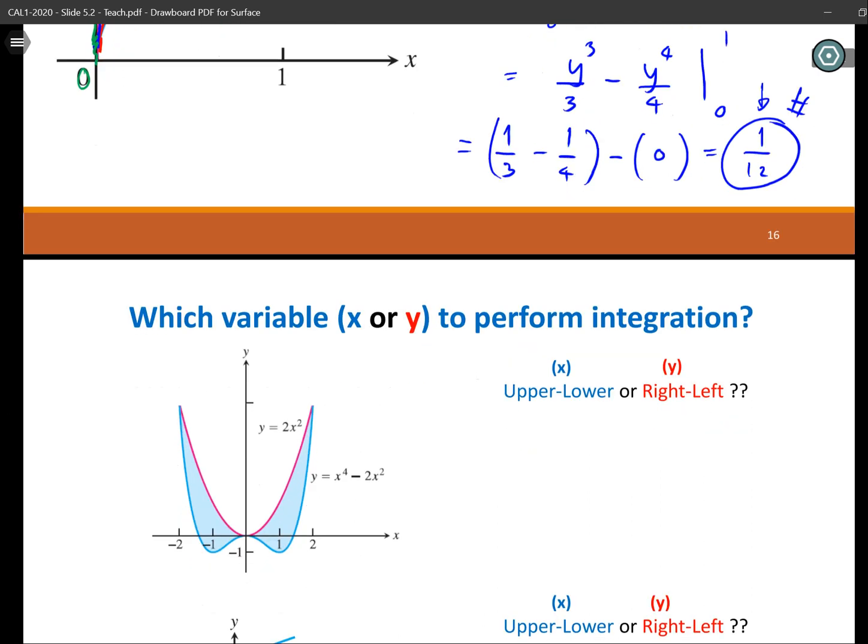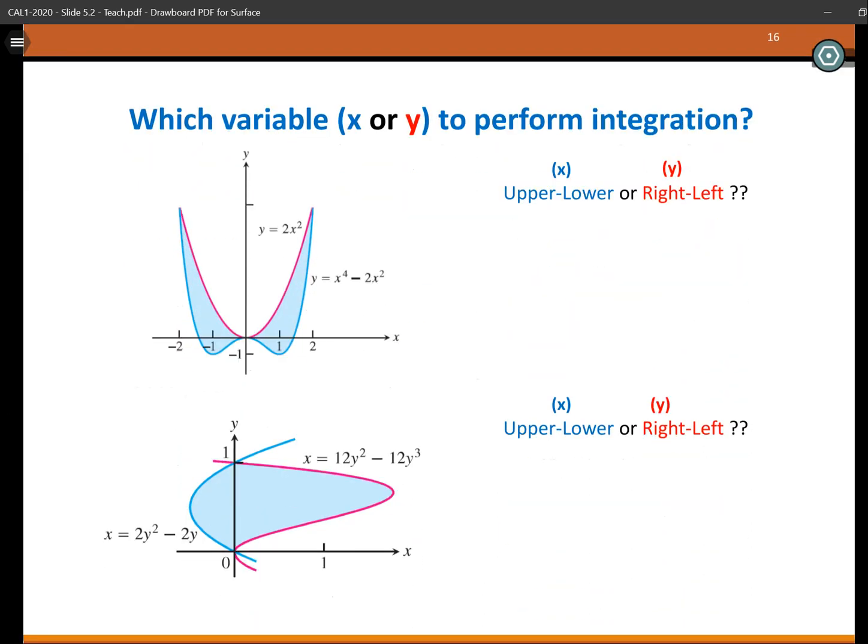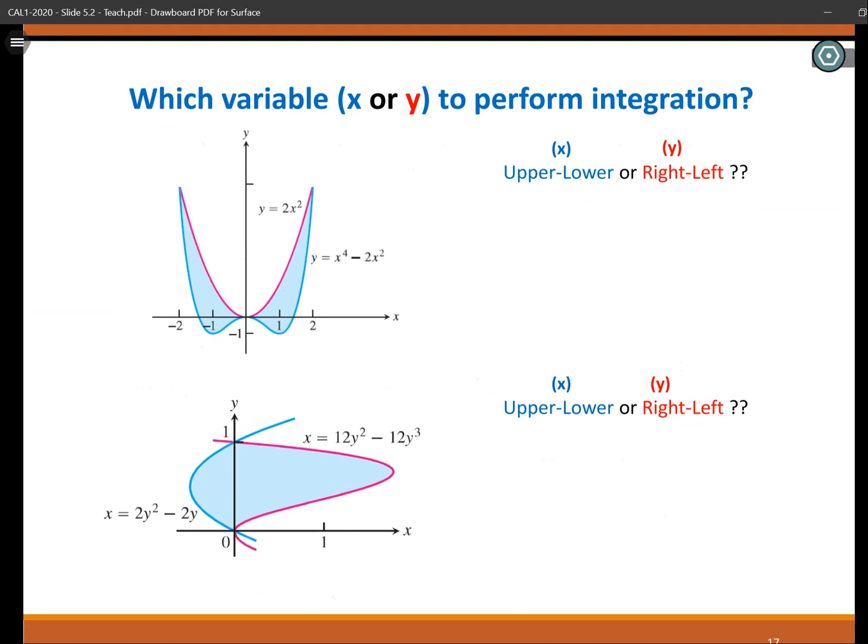Now, let's take a look at some examples here, and you'll see what I mean when it comes to determining whether I should go with X or should I go with Y, which one is better. All right. So the best way is to plot the graph, look at the region, and determine. Now we have two examples here. We are going to determine whether we want to work on X variable or Y variable. For X variable, we look for upper and lower function, and for Y variable, we look for right and left.